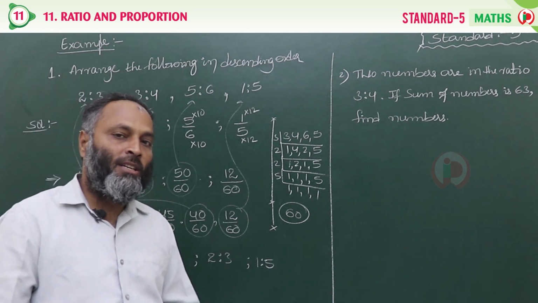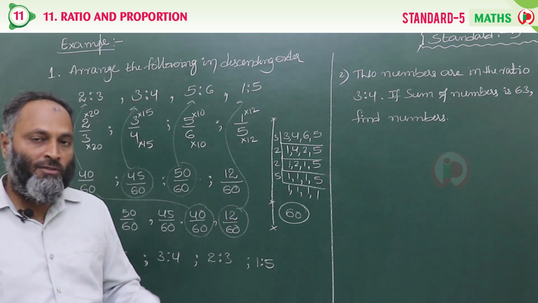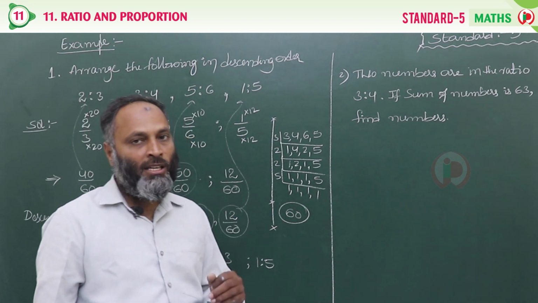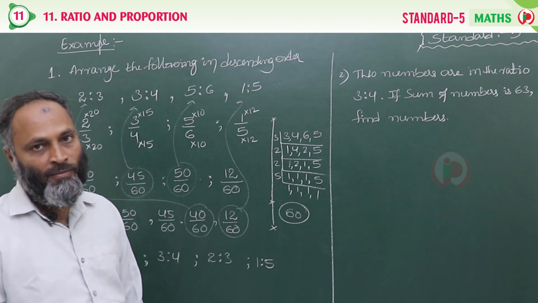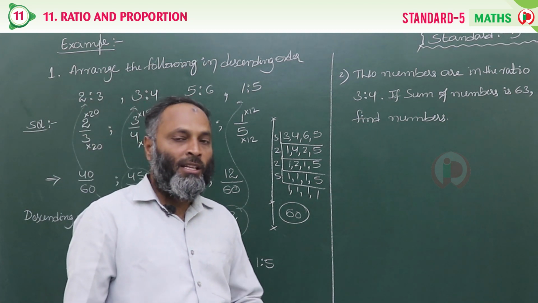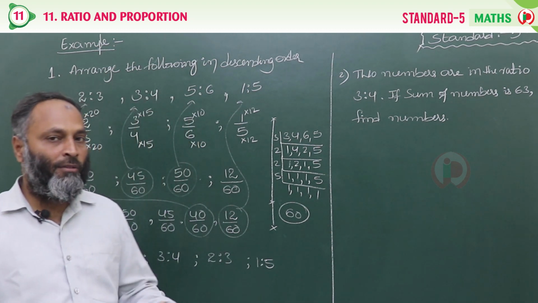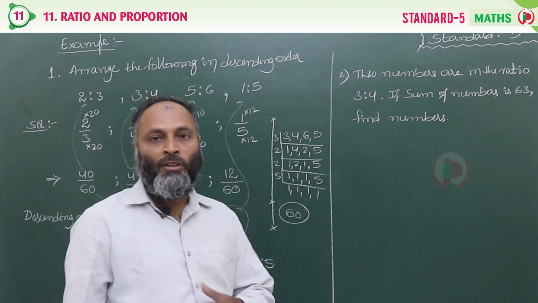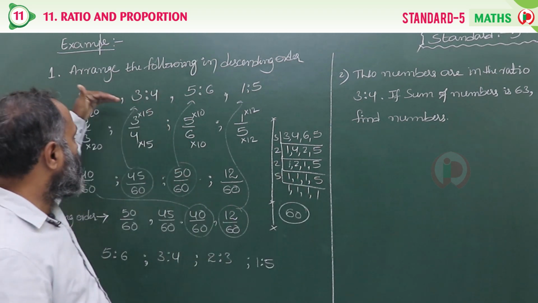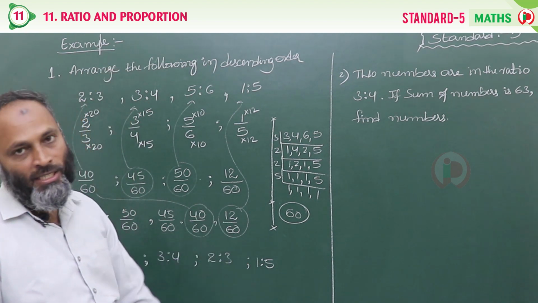So whenever you are asked to write in descending order, whatever ratios are given, first write them as fractions. Then take the LCM of the denominators. Then convert the fractions into like fractions. Then on the basis of the numerator, decide which one is bigger and write in descending order. After that, take the original ratios, and finally write whatever ratios are given in descending order.